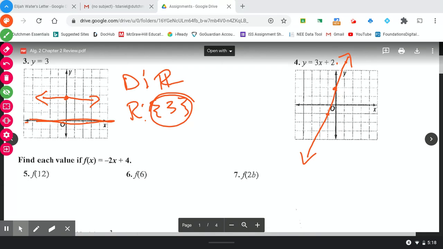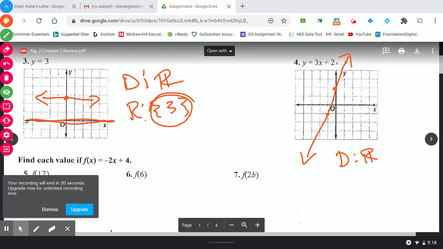And then the domain of this is going to be all real numbers because it's going on and on in both directions, this way and this way. And then the range is also going to be all real numbers because it's going on and on, north and south, and it doesn't stop. So the domain and the range are both all real numbers.